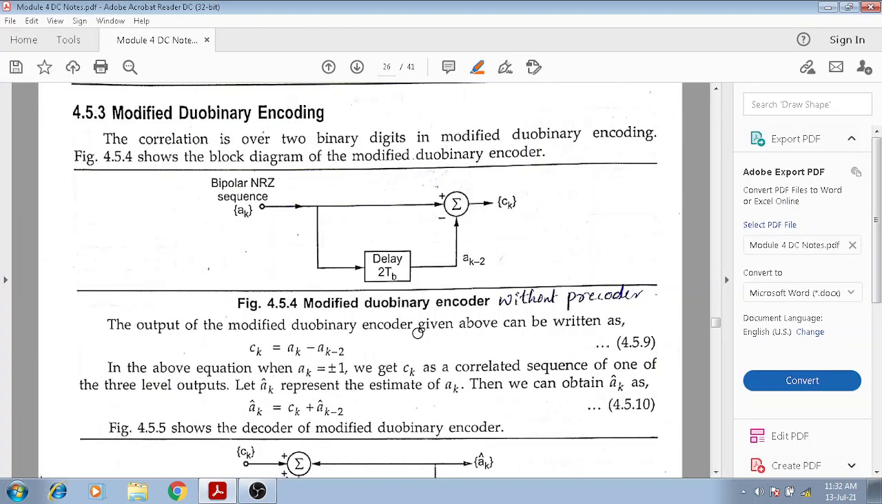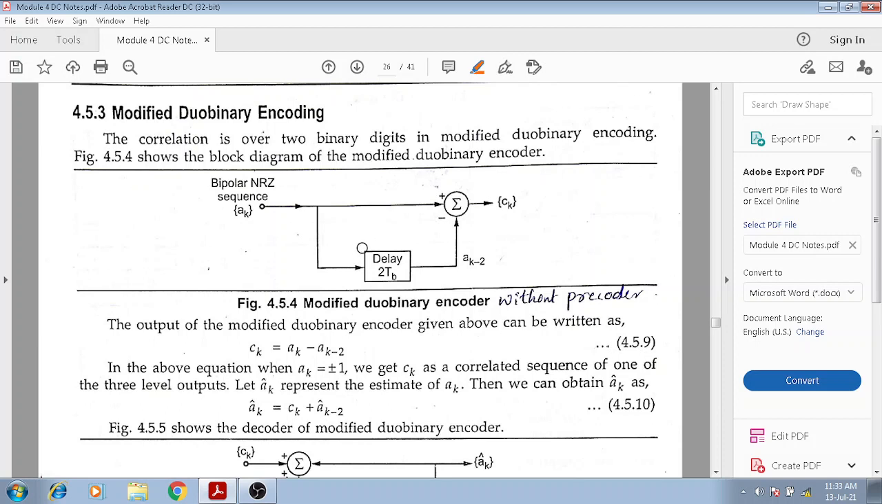Good morning, students. Today we will discuss the modified DO binary encoding, which is a continuation of the previous class where we discussed DO binary encoding under two cases, without precoder and with precoder. So in today's discussion, there is a DO binary encoding and some changes are made in order to convert the DO binary encoding into a modified DO binary encoding.